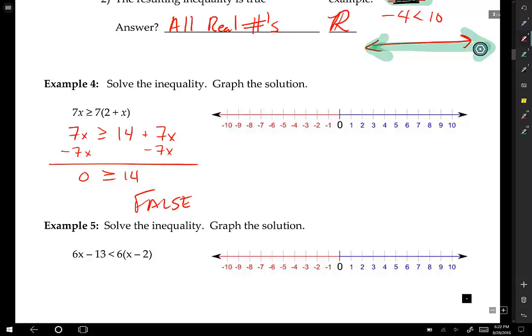So what is my answer? An empty number line or no solution. All right? You would just draw an empty number line, or you could write no solution. If you want, you can physically write the words no solution. In order to do this, you need to come over here and show why it's false.